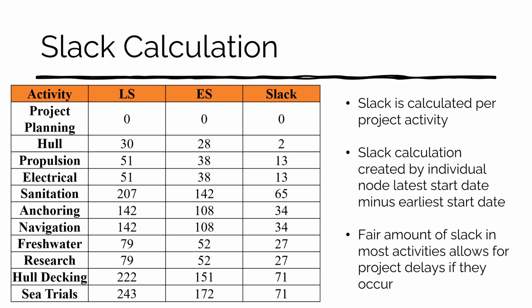So project planning, that's the very beginning. We're not going to have any slack on that. The hull is our first node off of that, and it's going to have 2. And then we're going to have propulsion, electrical, sanitation. And as we can see here, the sanitation, hull decking, and sea trials actually have a fair amount of slack, which is good. That means we can perform these tasks and have a little bit of a delay without it affecting the project as a whole.